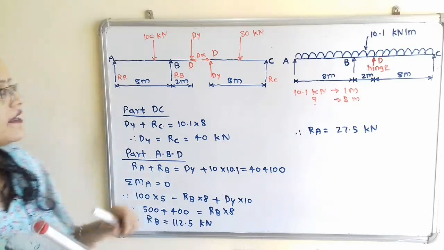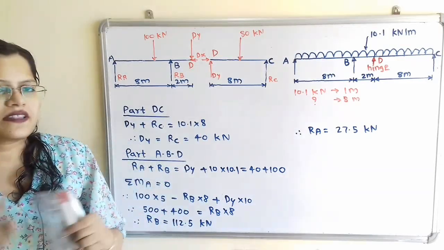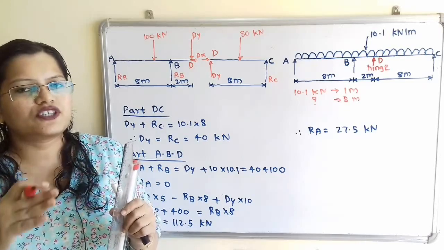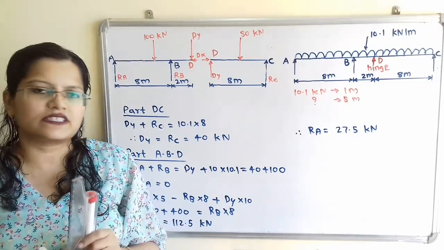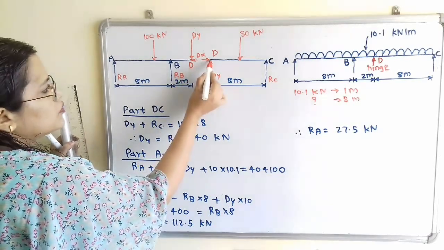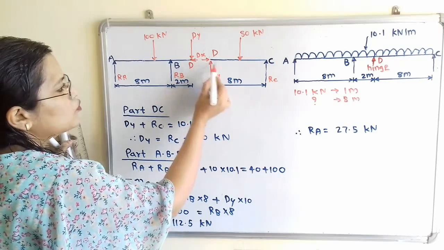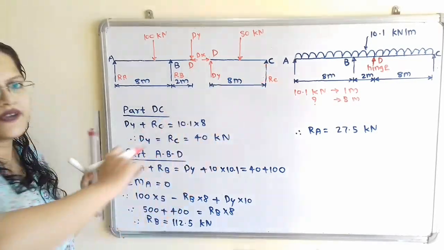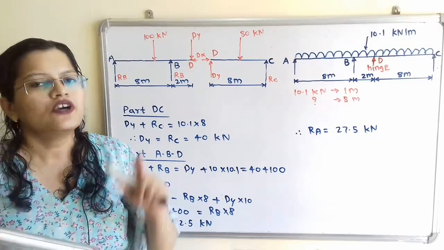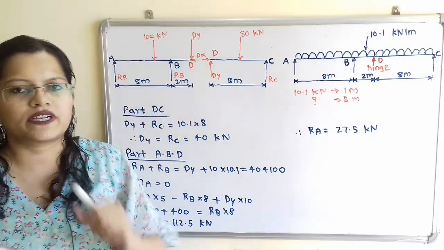Now we will take the second part, that is part DC. We will consider this part will be in equilibrium. Then we can say that summation of all vertical forces is equal to 0. Now if we observe, these two D and C are the end points, and at end points two supports are given where the reaction is in vertically upward direction. So we can say that this will act as a simply supported beam.